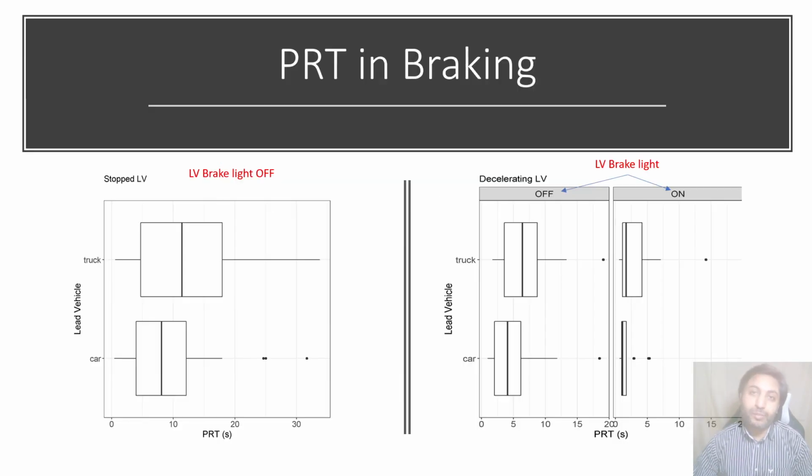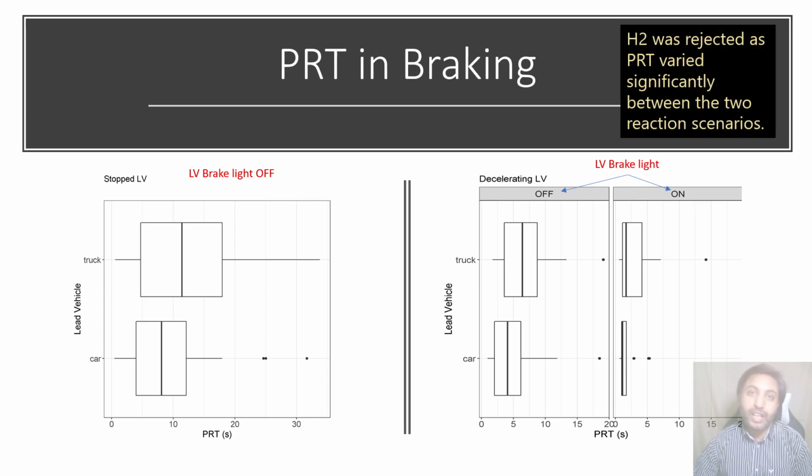We also plotted the perception reaction time distribution to determine whether the distributions were similar in the different scenarios, and we found that was not the case. We found that in the stopped lead vehicle scenario, where the lead vehicle brake light was off throughout, as well as in the decelerating lead vehicle scenario, which was the last part in the reaction to moving lead vehicle scenario, where the lead vehicle brake light was off, in both scenarios, we found that there was a significant difference in the distributions of perception reaction time.